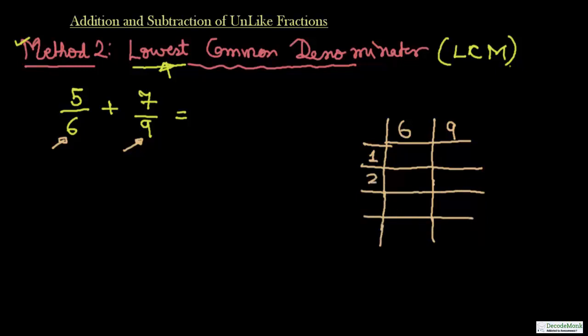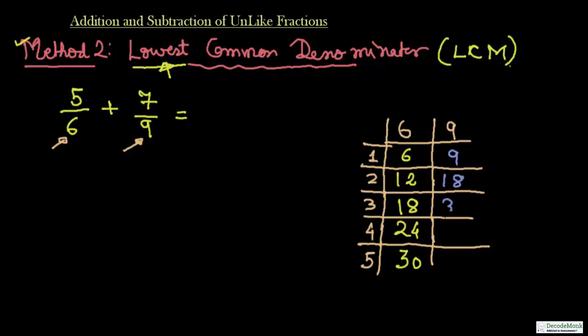So 1, 2, 3, 4, 5 and so on. 6 ones are 6, 6 twos are 12, 6 threes are 18, 6 fours are 24, 6 fives are 30. Just look at the procedure first and you will be able to understand automatically. 9 ones are 9, 9 twos are 18, 9 threes are 27, 9 fours are 36, and we do not need 9 further for this.